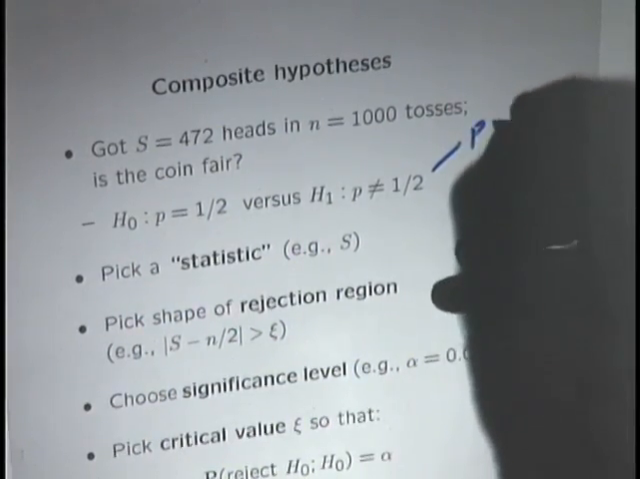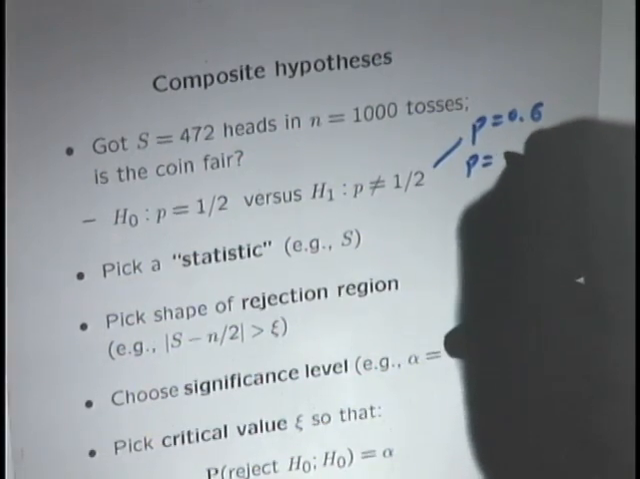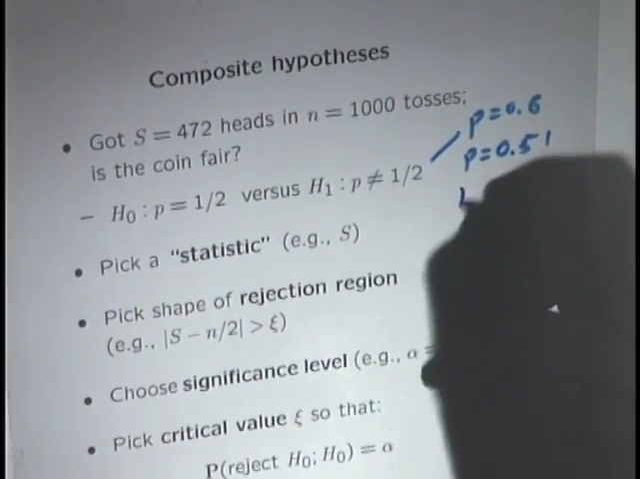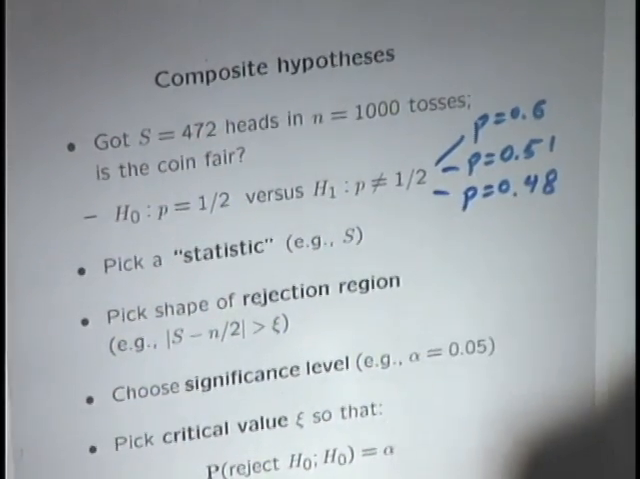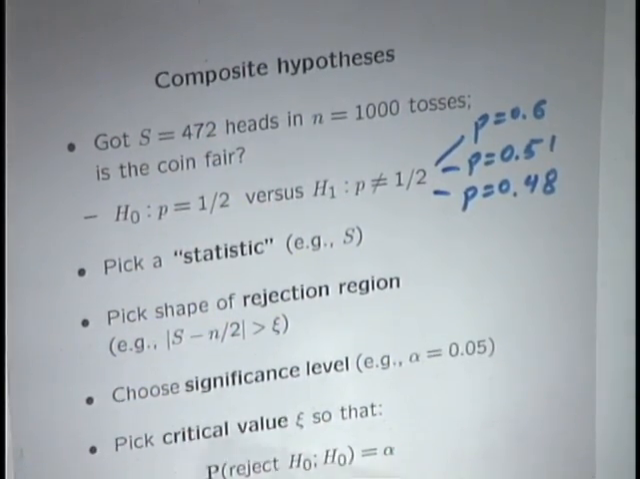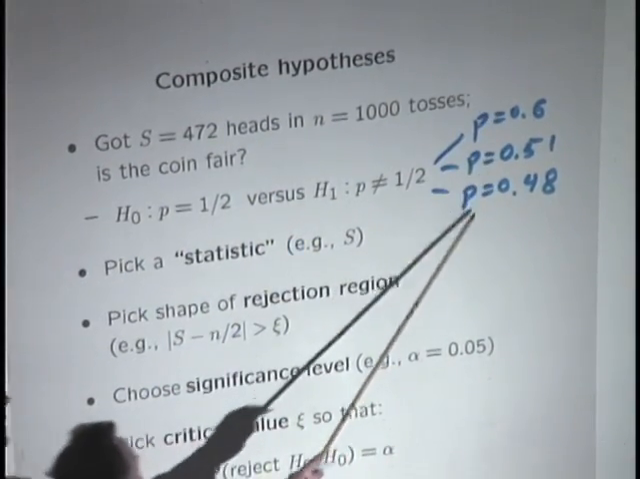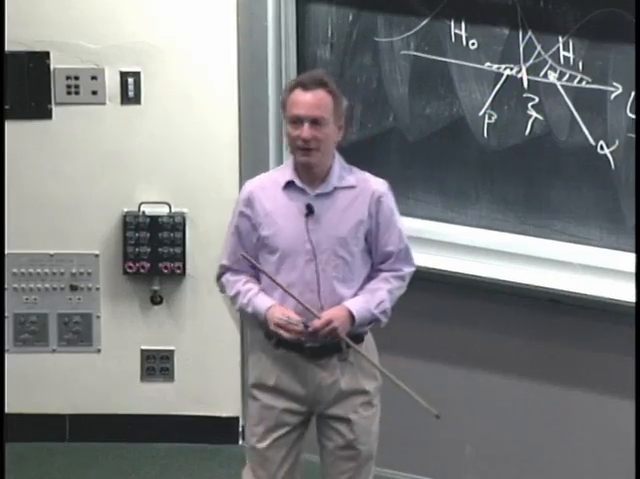It includes the hypothesis that p is 0.6. It includes the hypothesis that p is 0.51. It includes the hypothesis that p is 0.48 and so on. So you're testing this hypothesis versus all this family of alternative hypotheses. What you will end up doing is essentially the following.